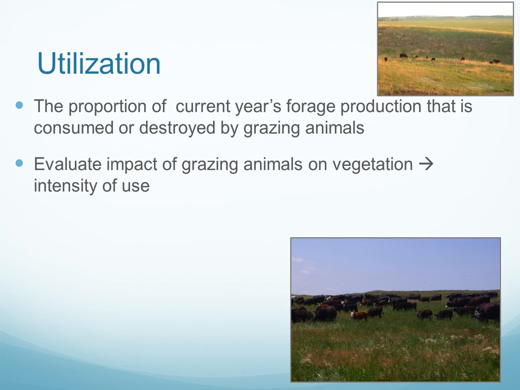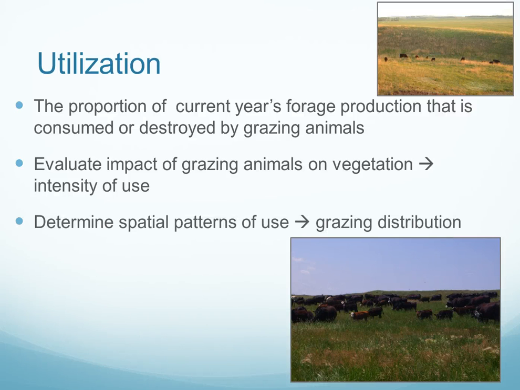Utilization measures can be used to evaluate the impact of grazing animals on vegetation, and so it provides information about the intensity of use. We also can use this information to determine spatial patterns of use by grazing animals, and so it provides information about the grazing distribution. Utilization measurements are commonly used to guide management decisions and planning.